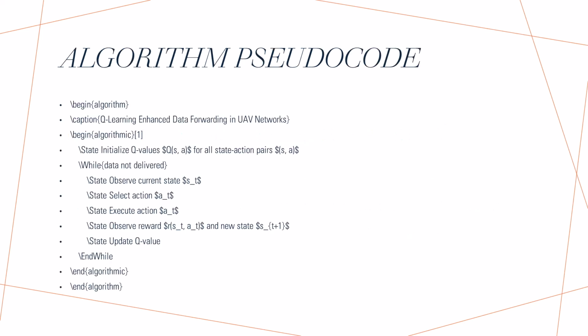This algorithm pseudocode explains the Q-learning algorithm we used for optimized UAV routing. It shows how the UAV continues to update its knowledge of the best actions to take in different states, learning the optimal policy for data forwarding.